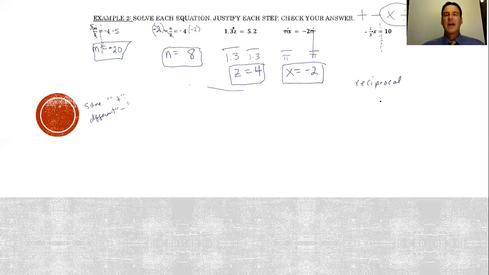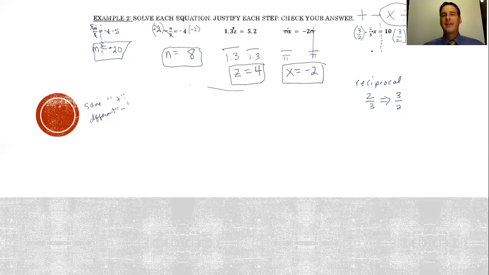A reciprocal is when you have a number like this, 2/3, and you flip it and keep the sign. So you flip it and just keep the same sign. So that's a positive, this will stay positive. And so if I have a 2/3 here, what I'm going to do is multiply each side by the reciprocal, 3/2.